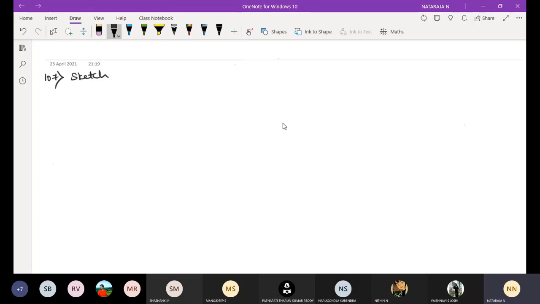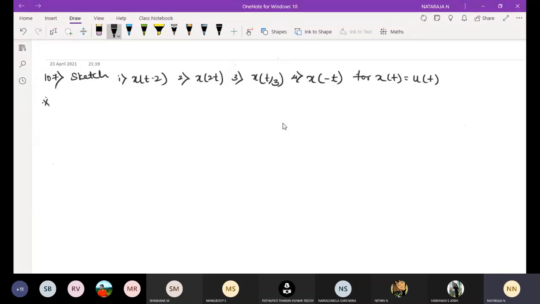Sketch the first one, x of t minus 2. Second one, x of 2t. Third one, x of t by 3. Fourth one, x of minus t. For x of t equal to u of t. This was asked three times in the exam, for 9 marks.